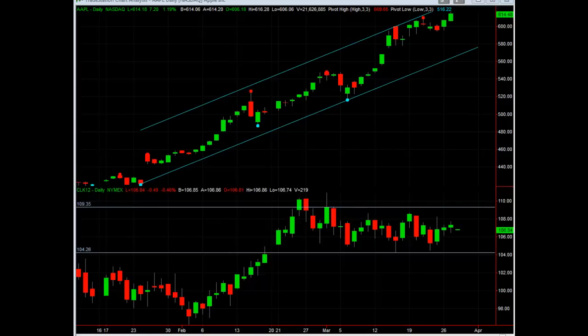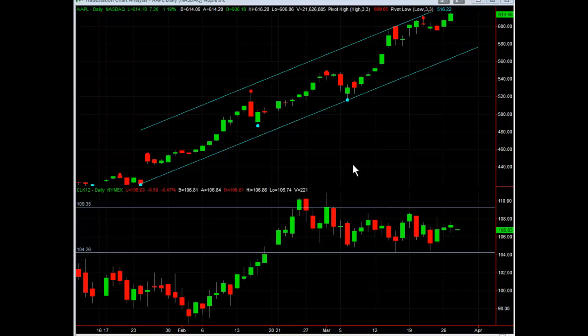So here's the Apple daily chart, and here's a chart of the May crude futures contract. Two things strike you when looking at these charts. One is the powerful uptrend that Apple's been in. Trading a trend is very powerful because you have the wind at your back. So Apple, number one, has been in a powerful uptrend, back here from 440, now up to 614.